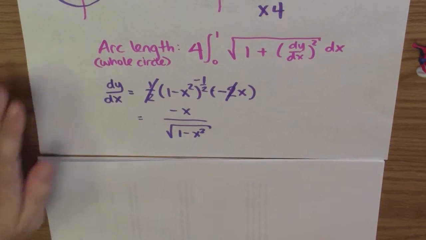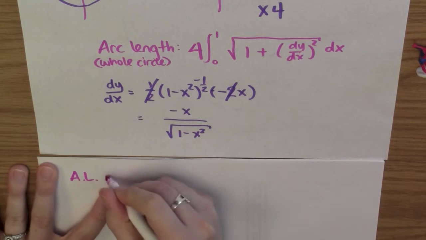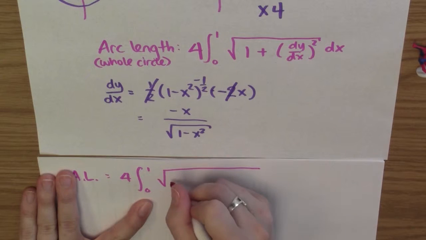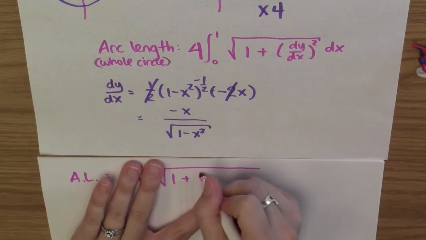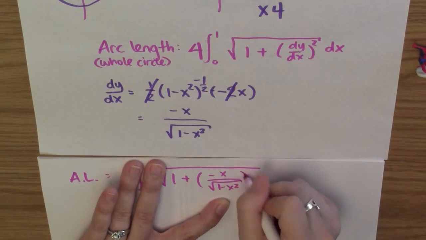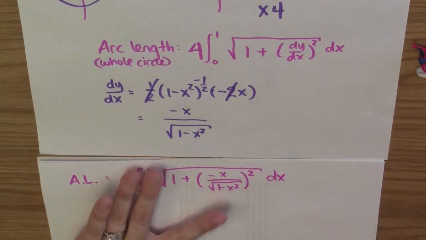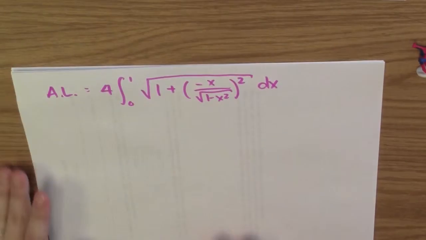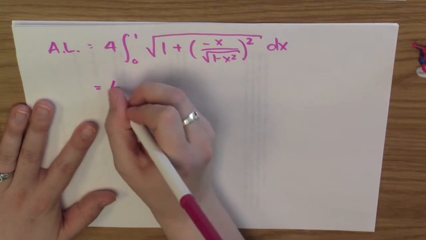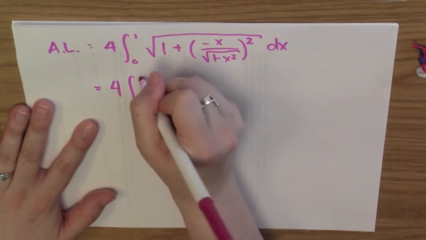So now the arc length is 4 times the integral from 0 to 1 of the square root of 1 plus the dy/dx that I just found, negative x over the square root of 1 minus x squared, squared, and then dx. So this is the formula that I want to calculate. Let's start attacking this with algebra. So far, it looks pretty complicated, and I'm not sure I'm going to be able to evaluate it, but we will press on. So I have 4 times the integral from 0 to 1.